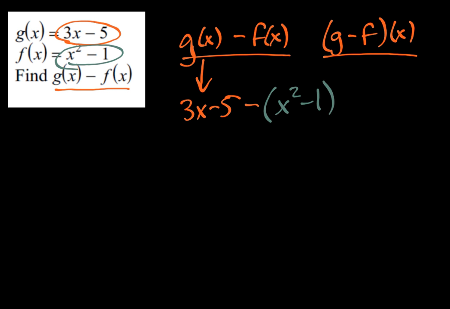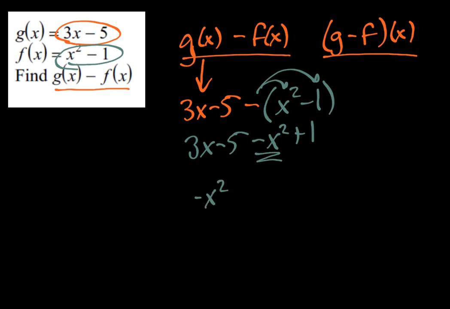So if you remember, because we have that negative on the outside, we have to distribute. So we would end up with 3x minus 5 minus x squared plus 1. And then from here, we're just combining like terms and writing it in standard form. So the x squared would go first, the 3x would go second, and then the negative 5 and the 1 give me negative 4. And so then this would be the solution.